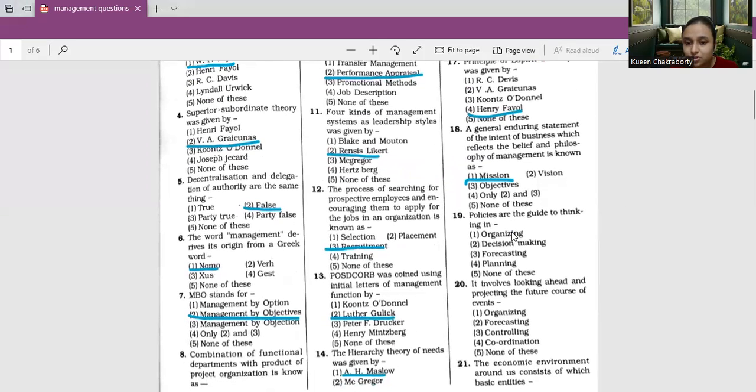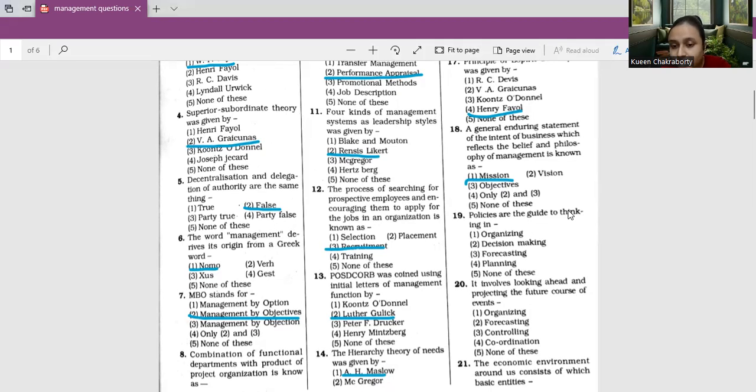Next, moving on to question number 19. Policies are the guide to thinking. Number 1, organizing. Number 2, decision making. Number 3, forecasting. Number 4, planning. Number 5, none of these. Now, policies are standing plans that provide guidelines for decision making, right?